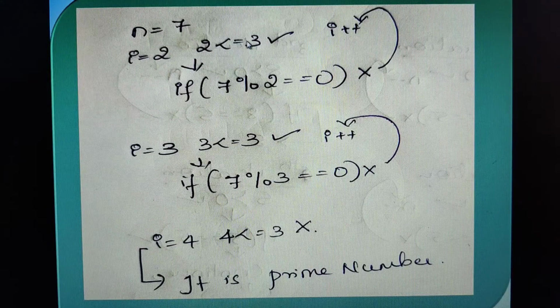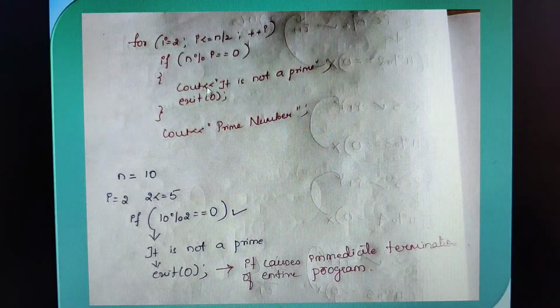2 is less than 3, the condition is true. Since the condition is true, it is making an entry into the loop. 7 mod 2 it is checking. Whether 7 mod 2 is resulting in 0, the condition is false. Because the condition is false, it is not making an entry into the loop. In fact, the control goes back to the increment operator and the i value gets incremented. Remember this part.